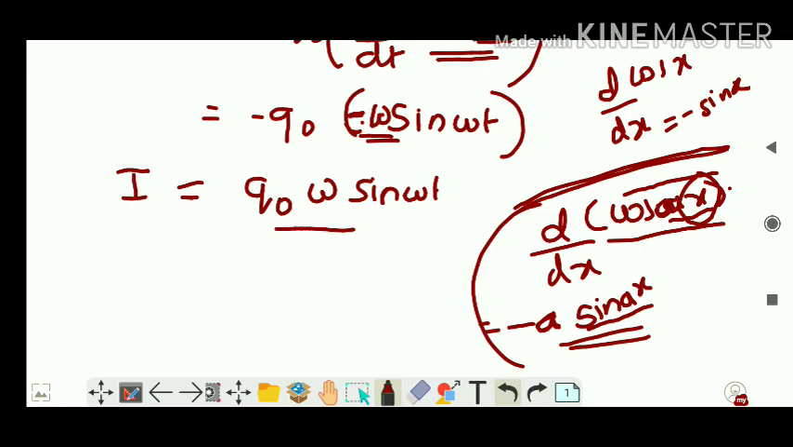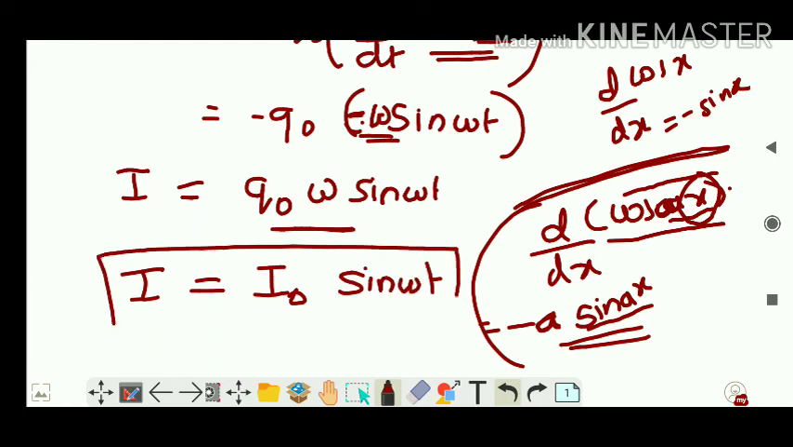Now this q naught omega I will write as I naught. So I is equal to I naught sine omega t, where I naught is the maximum current which flows in the circuit, having the value q naught, that is maximum charge, into angular velocity, right?